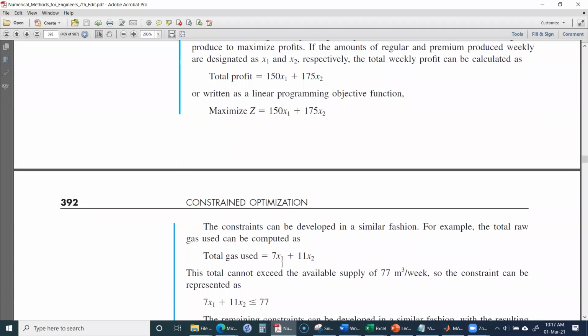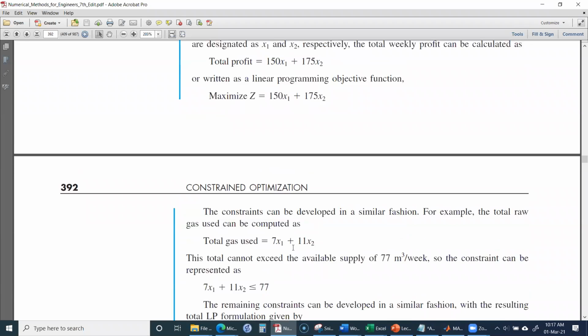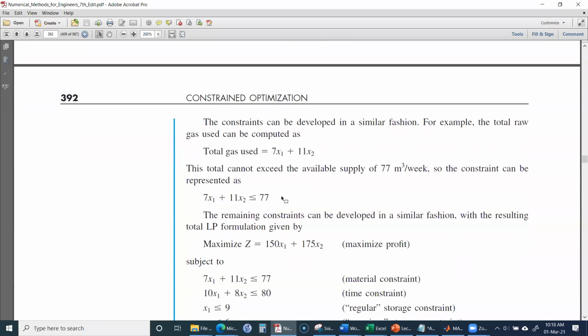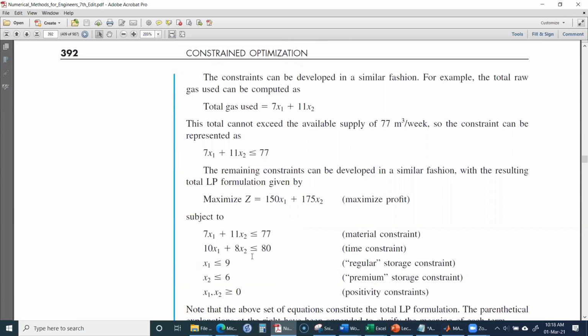So 7 times x1 plus 11 times x2 should be less than or equal to 77. This is the first constraint, not the second. The second constraint will be the production time. The production time cannot be more than 80 hours, and it is also per ton. So it will be 10 times x1 plus 8 times x2, and it should be less than or equal to 80.